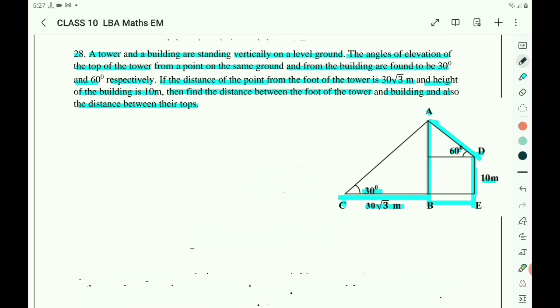Now you take the triangle ABC. Here AB is to be found out, that is the height of the tower. BC is given. For this 30 degree, AB is the opposite side and BC is the adjacent side. The trigonometric ratio with the opposite side and adjacent side is tan theta.